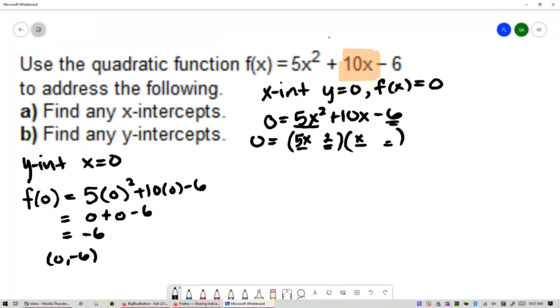So 2 times 3 would give me 6, and then I need to check to make sure that I would get the right middle number of 10. So I would check multiplying the inside and the outside. That's a 2x and a 15x. And if I combine those by either adding or subtracting, that's not going to give me the 10x in the middle. So I know this is not going to work. So then I try something else. I try the 3 over here and the 2 here.